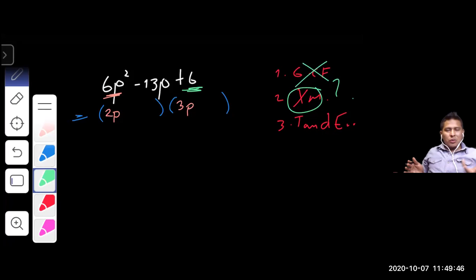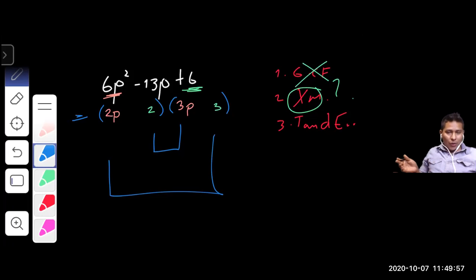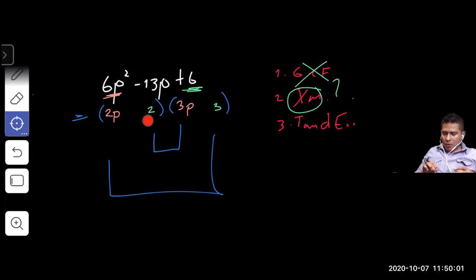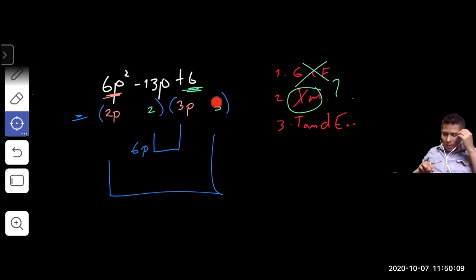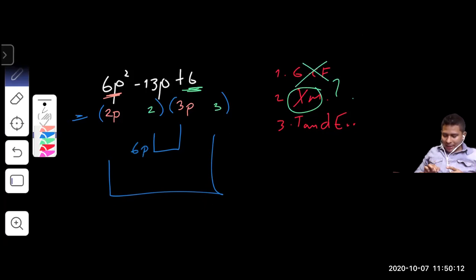2 times 3, 6 times 1. Okay, 2 and 3. Let's see if this is going to work, but I need to check this answer, guys, because this is just a possibility. I'm not even sure about it. Let's try to check this. You have 2 and you multiply 3. What are you going to get? 6p. The other one, 2 times 3, is 6p.